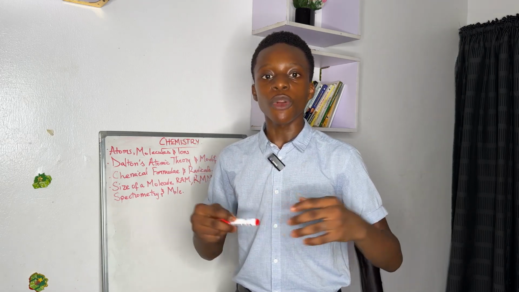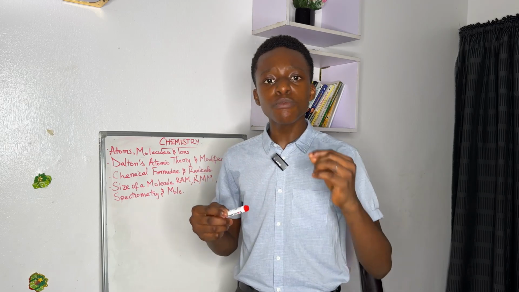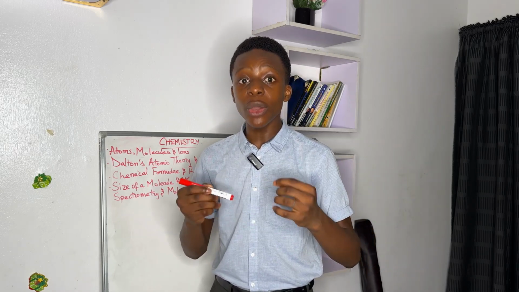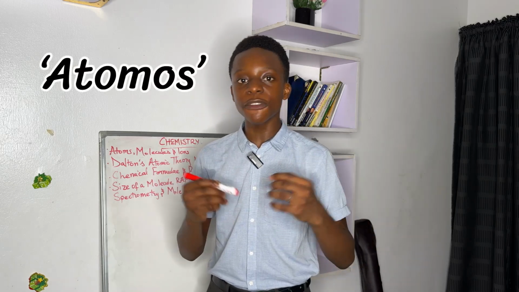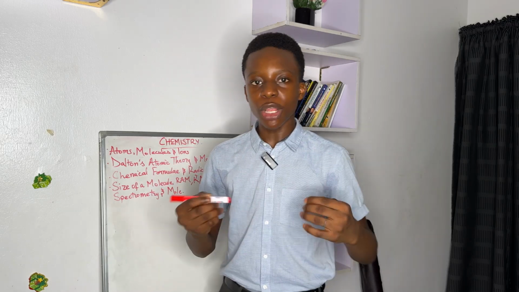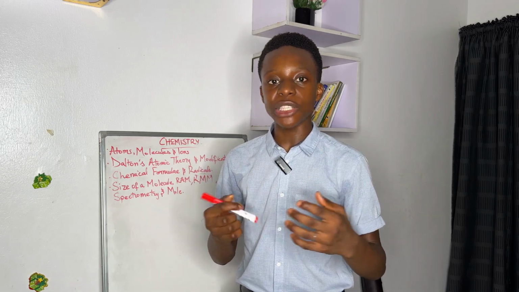But before we define them, let's go back to 400 BCE, when Leucippus and Democritus were philosophically talking about atoms. They said that all matter was made up of small, indivisible particles called atoms. Atoms come from the Greek word atomos, which means indivisible or uncuttable. So thereby, an atom, which is the smallest unit of matter, cannot be divided into any smaller units.